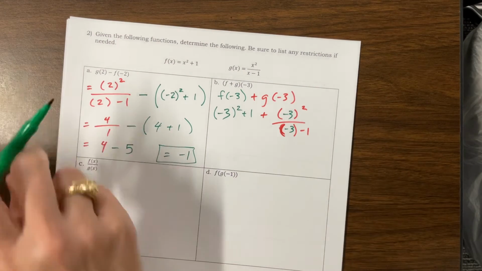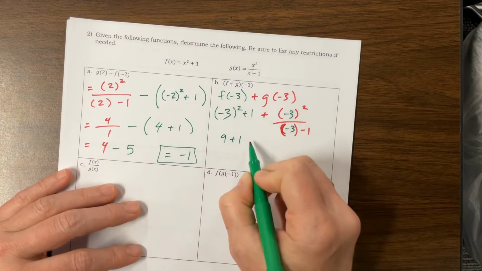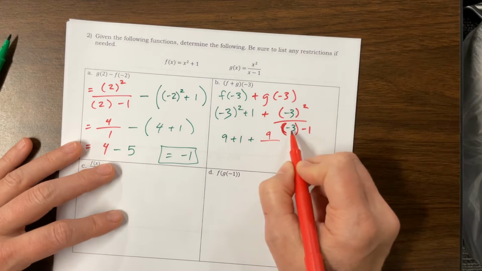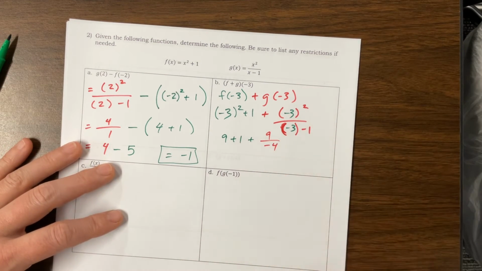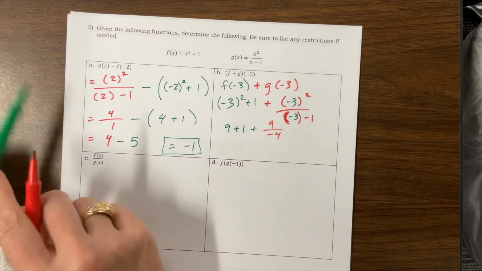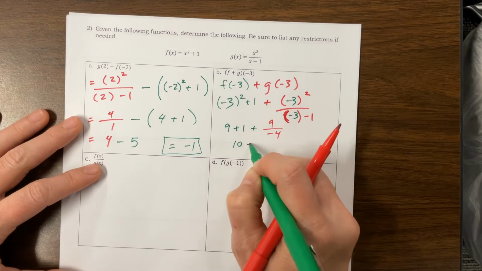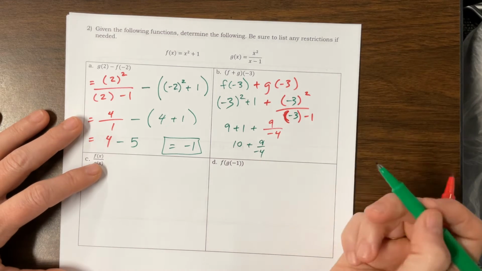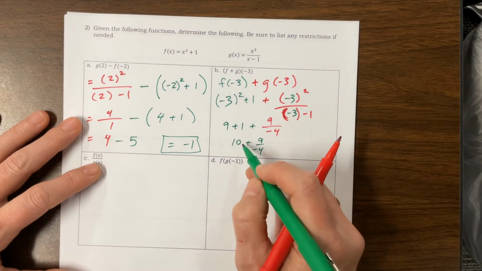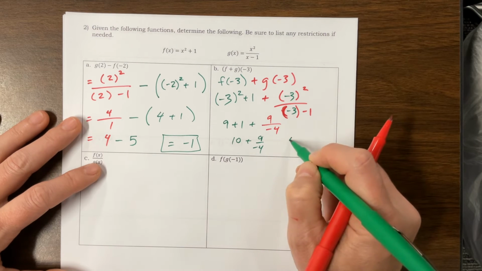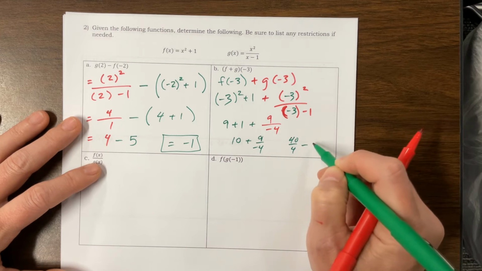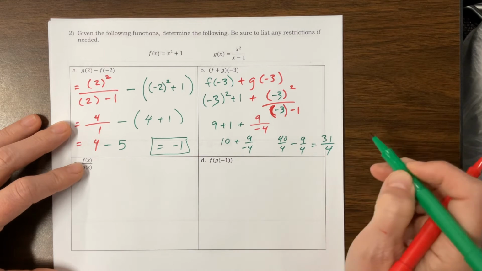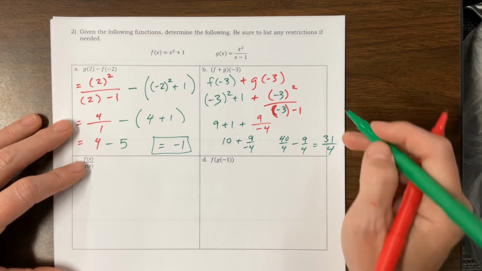This is a negative 3, and what am I plugging in here? Also a negative 3. So I have negative 3s all over. I see a 9 plus 1 plus a 9 over negative 3, and a negative 1 is a negative 4. Well, that's kind of annoying. Okay, so I see 10 plus 9 over negative 4. I would let you grab a calculator and figure out what to do here. I'm too lazy to go find my calculator. Let's make this 10 a 40 over 4. This minus 9 over 4, so this would equal 31 over 4, which is what decimal?